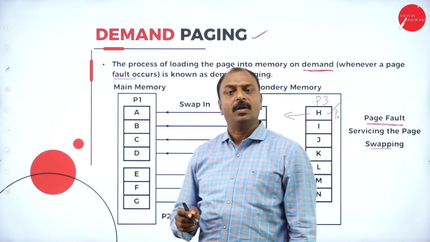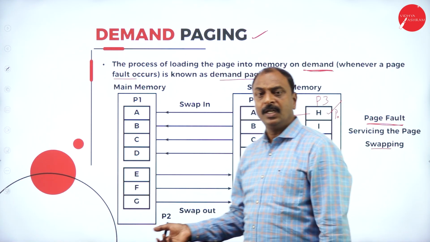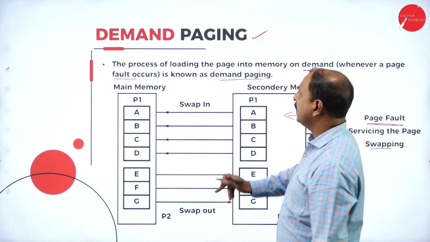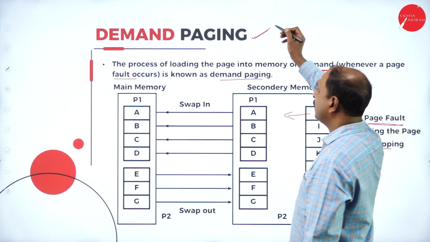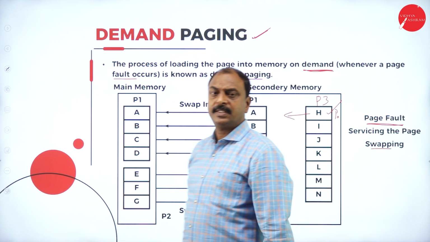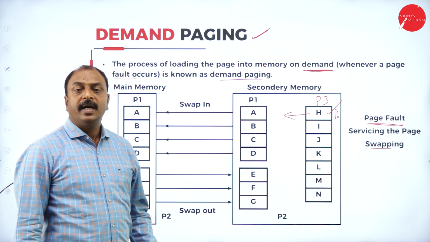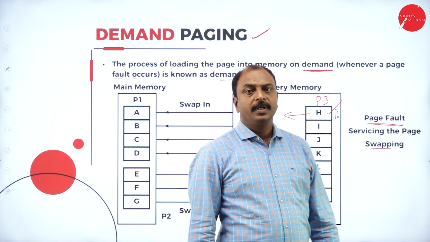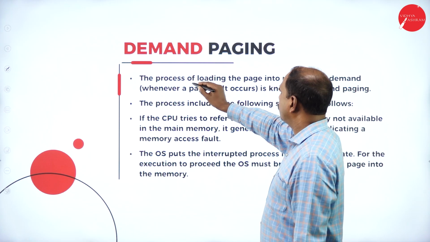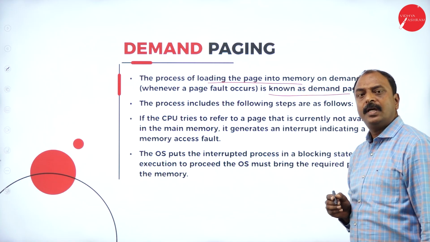Swapping will not take place before the demand, or even after the demand. Only when the CPU requests a particular page, then only demand paging will take place. So this is the concept of demand paging: loading the data from the secondary memory into the main memory for processing as per the request from the CPU. Now, another definition: the process of loading the page into memory on demand, only whenever it's required, is called demand paging.